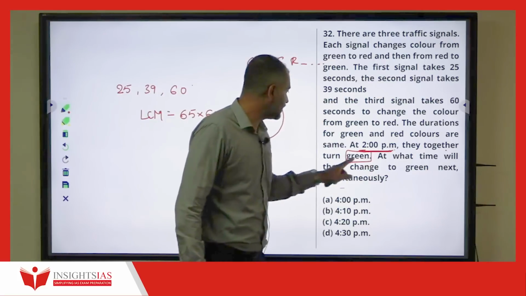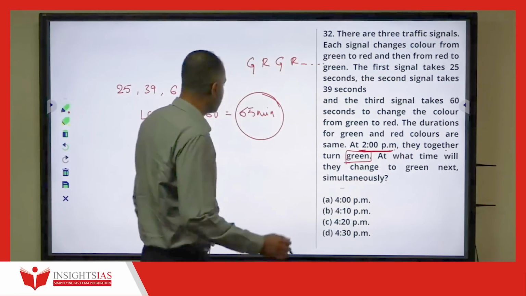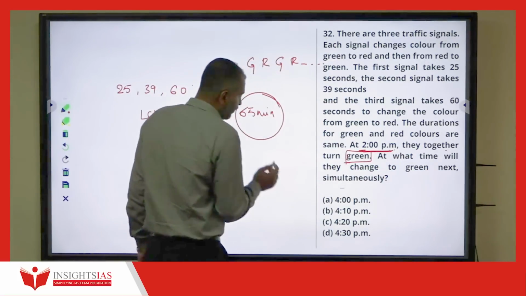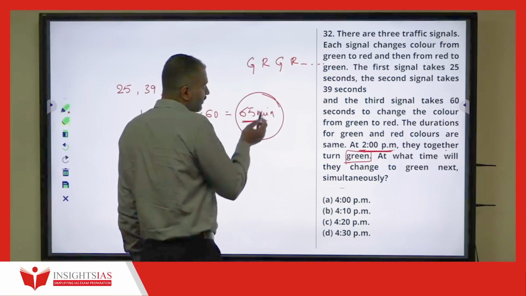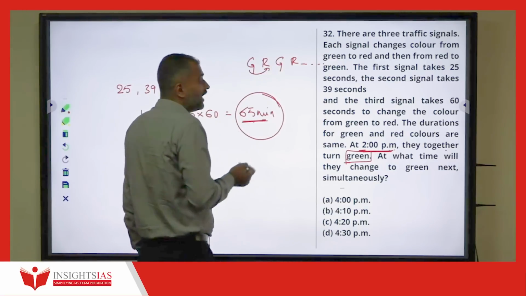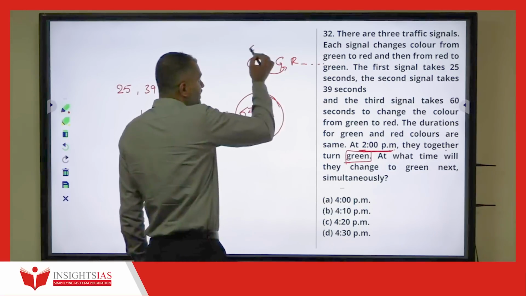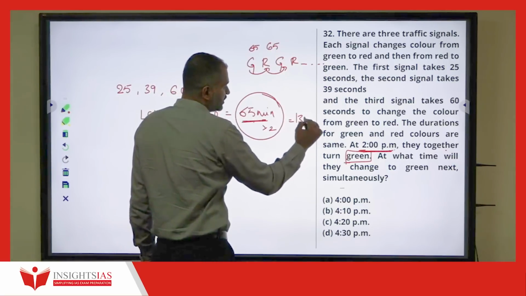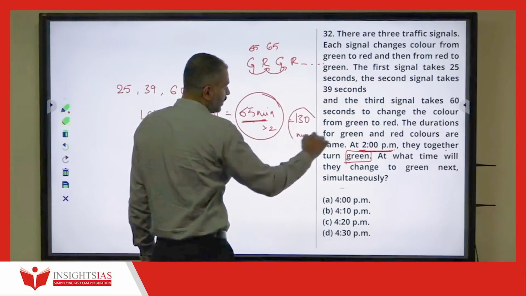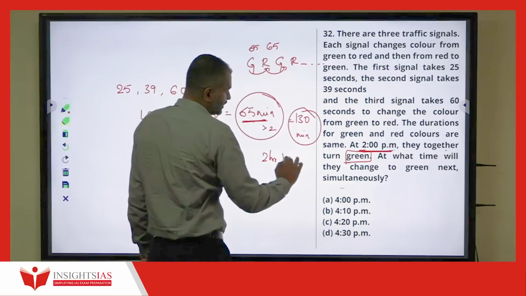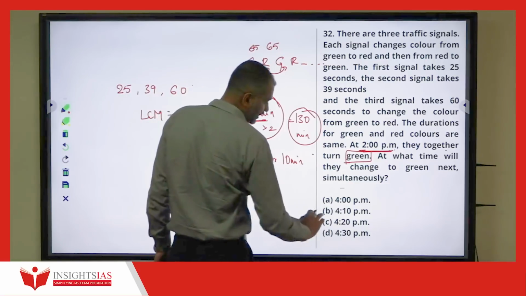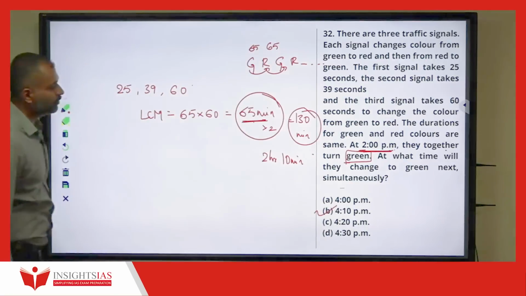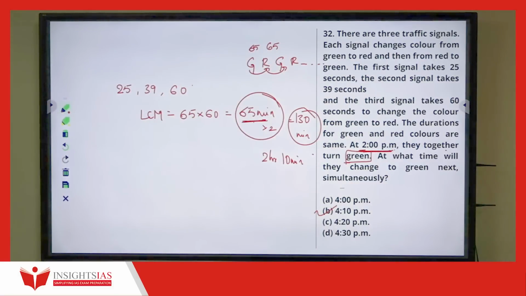At what time will they change to green next? See, once it changes to green, the signal will change in the next 65 minutes. In 65 minutes, green becomes red. Again, for red to become green, it takes another 65. 65 means totally 130 minutes, which means 2 hours 10 minutes. 2 hours 10 minutes from 2 o'clock is nothing but 4 hours 10 minutes. Do not get confused here. This is 65 into 2.